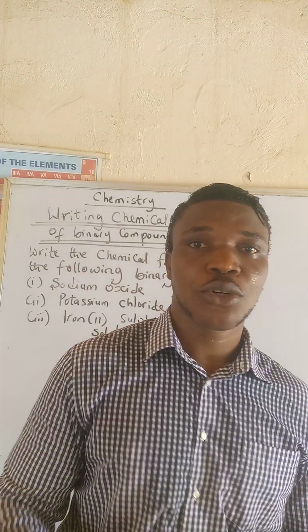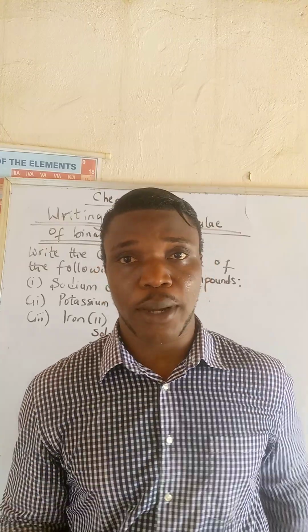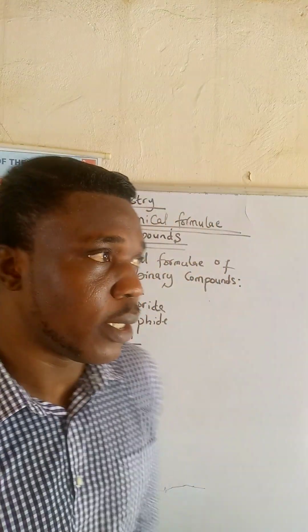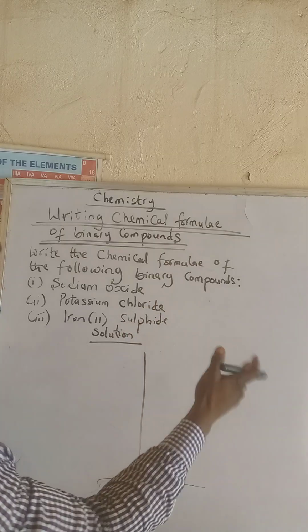Okay, today I want to show you how to write chemical formula or formulae of binary compounds. A binary compound is any compound that is made up of two elements only. Now here are some few examples. It says write the chemical formula of the following binary compounds.